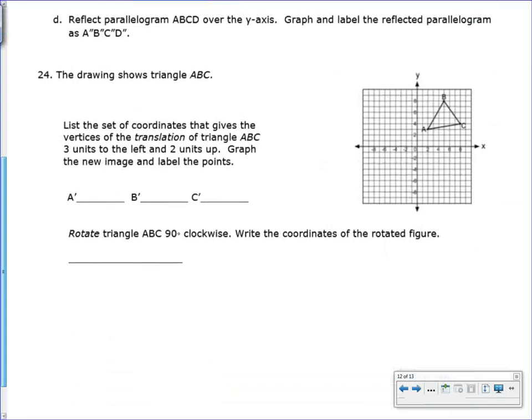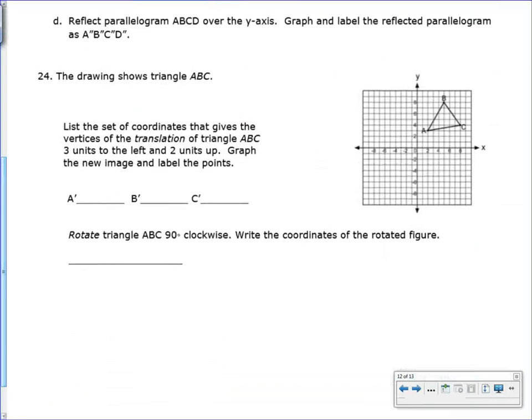Okay, number 24. Translate triangle ABC 3 units to the left and 2 units up. So 1, 2, 3, up 2. A prime, B prime. So again, you're just counting, and then list the new points. So A prime is at -1, 5. B is at 2, 8. And C is at 5, 6.